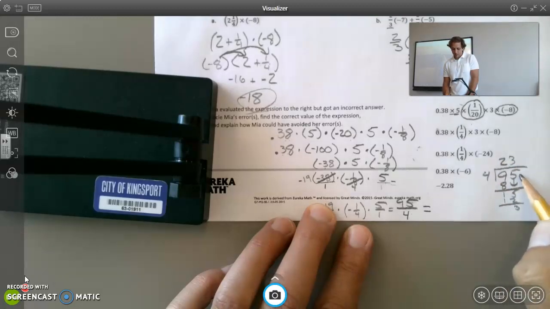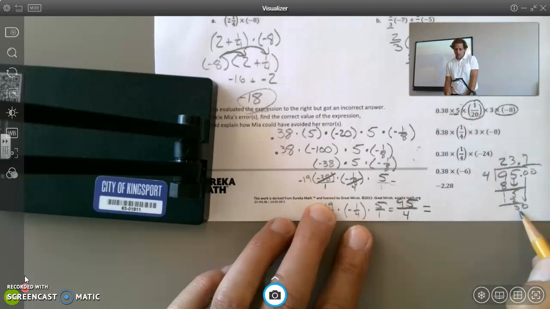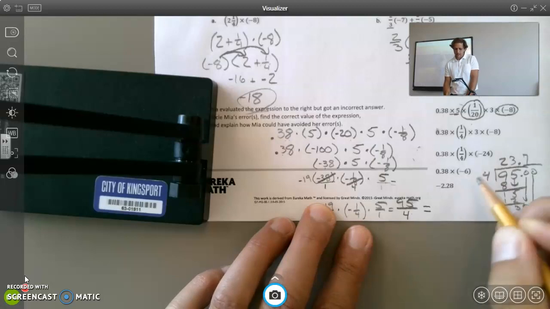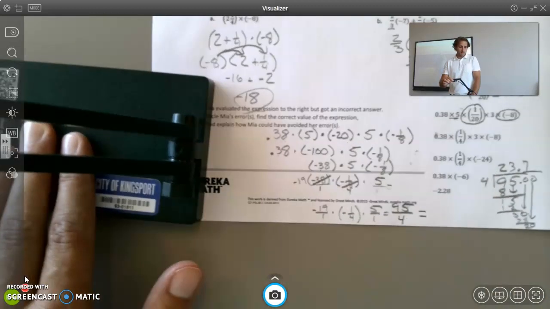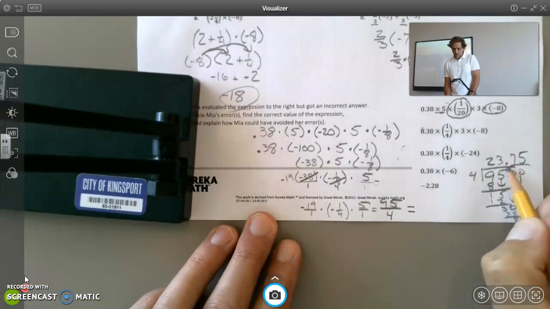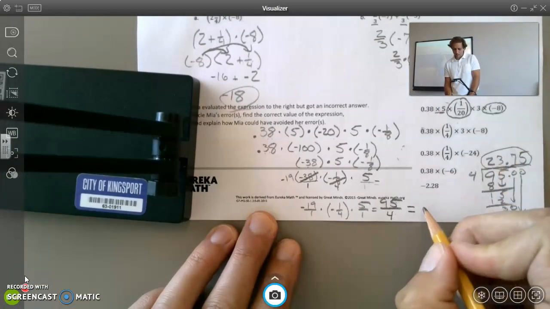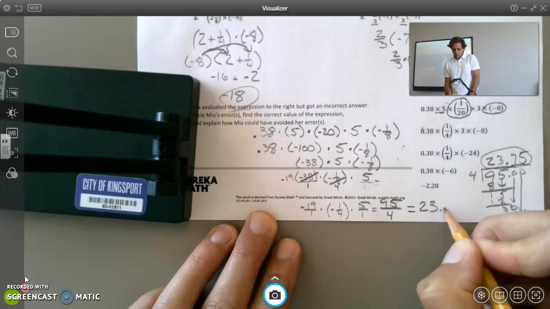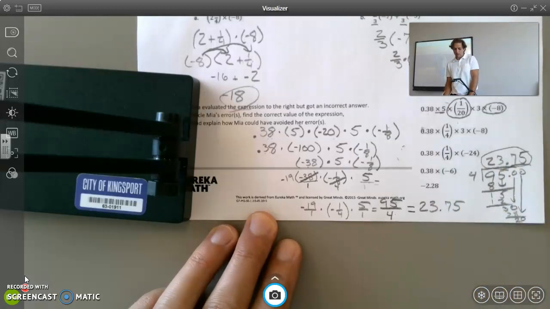3. Remember, we have to add some zeros here. Bring down a 0. And 4 will go into 30 7 times. 7 times 4 is 28. And 4 will go into 20 5 times. And there's our answer: 23.75. So 23 and 75 hundredths is our answer.